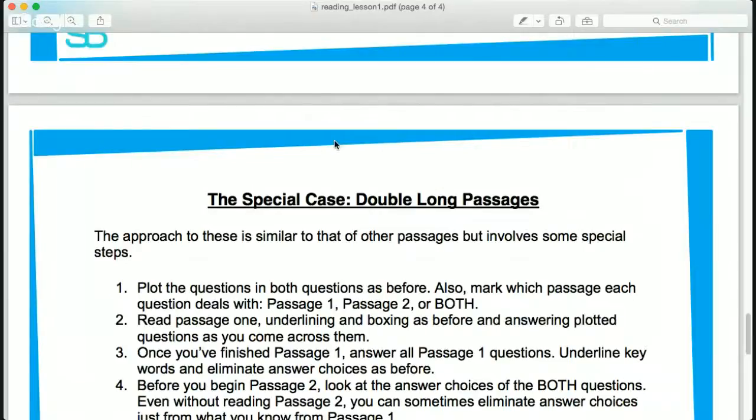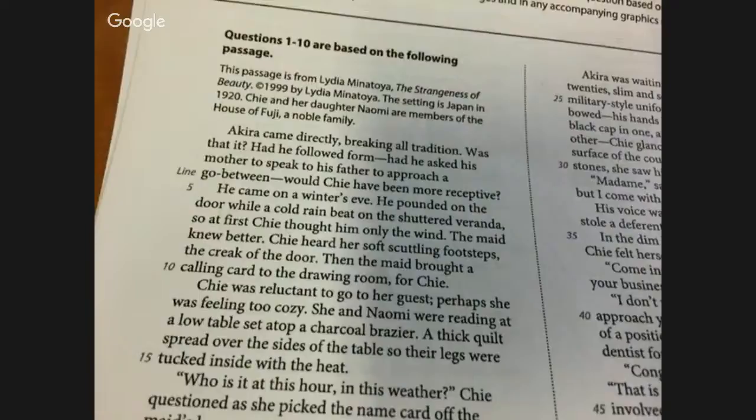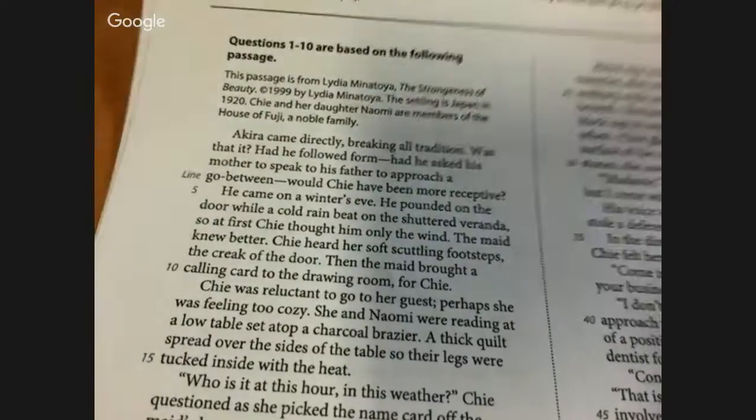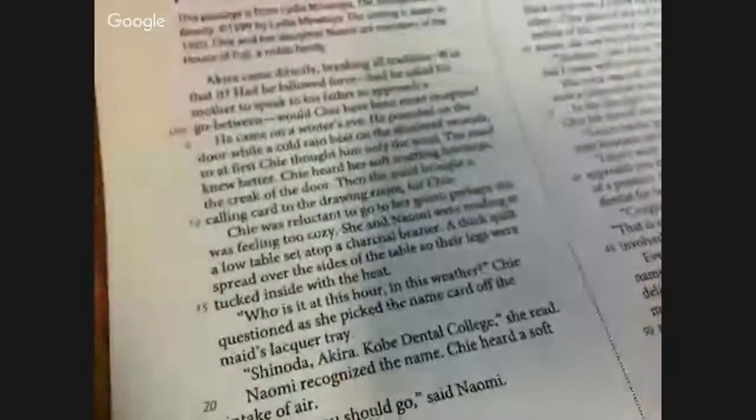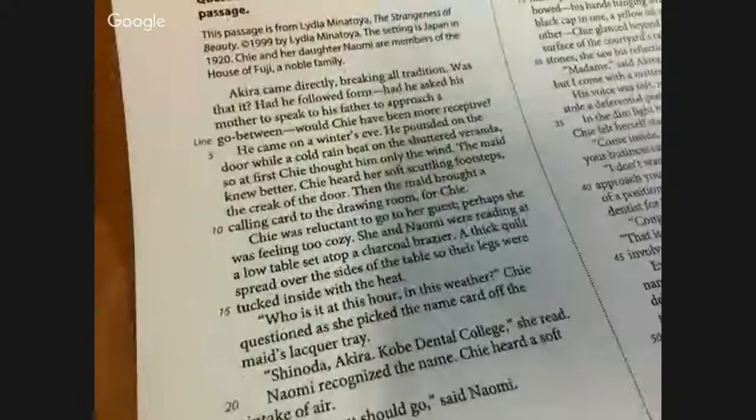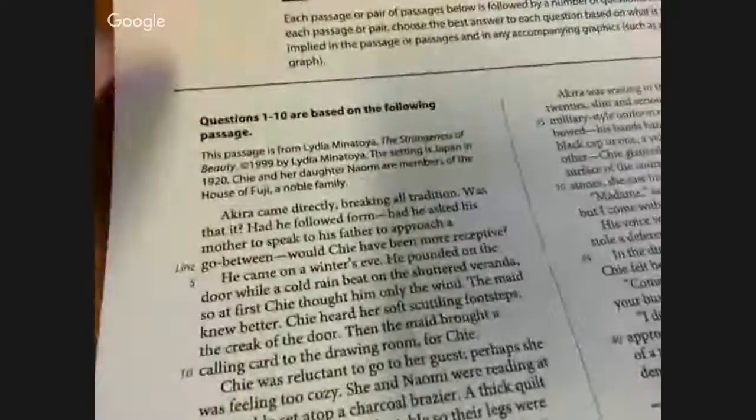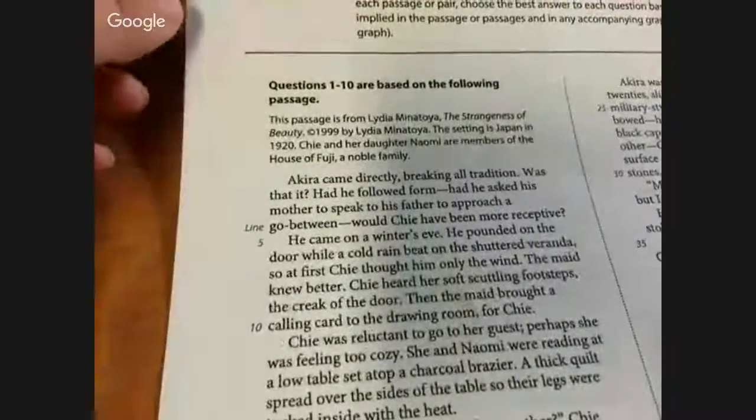Okay, so now we are going to go through a passage together where I will demonstrate these tips for you. This is a passage from a practice SAT test. So let's just get started.